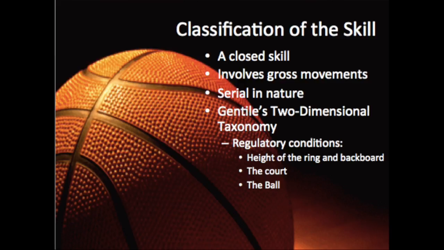When assessing the skill with Gentile's two-dimensional taxonomy, we find that when considering the environmental context, the basketball layup has only regulatory conditions that are both stationary and in motion and do not vary from trial to trial. These include the height of the ring and backboard, the court itself, and the ball.